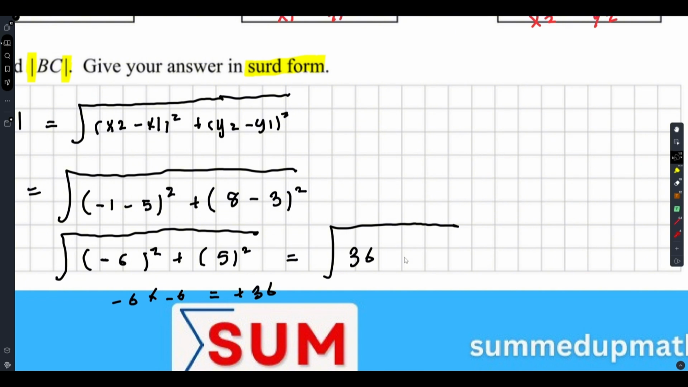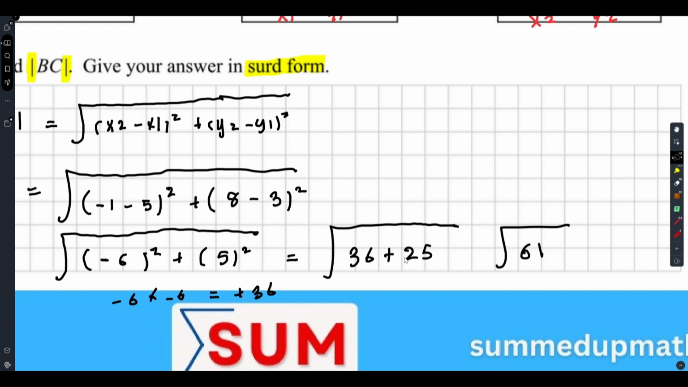And then what is 5 squared going to become? What's 5 squared? 25. Exactly. So this whole thing, this whole mess that we started with, is going to become 36 plus 25, which I think is 61. 36 plus 25, yeah, 61.